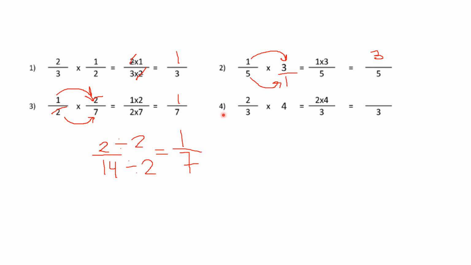Now let's go to part 4. 2 over 3 times 4. To make it a fraction, put it over 1. 2 times 4, which is 8 over 3. So our final answer is 8 over 3.